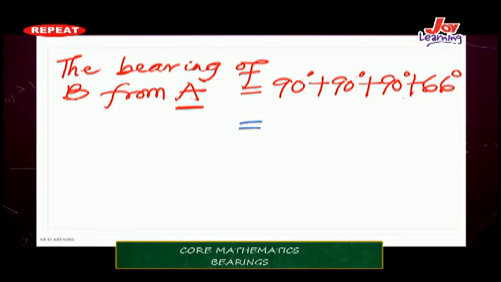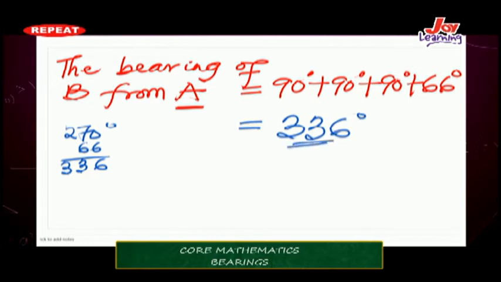And when you do this, we have 90 plus 90 plus 90, which is 270, plus 66. And that will give me 336. So the final answer is 336. That is back bearing. So have you seen that the reverse bearing was not the same as the bearing that was given to us? It wasn't the same. But the distance between A and B is the same. Whether you move from A to B or you move from B to A, I've explained this.